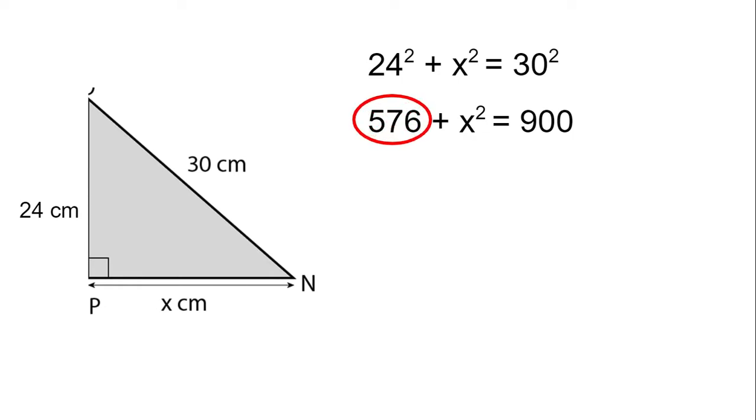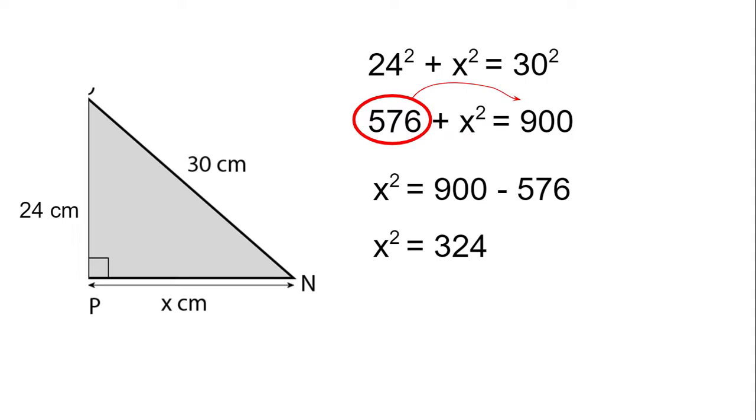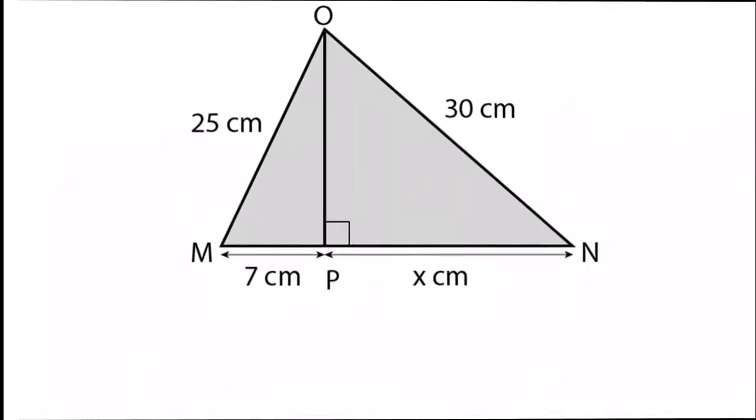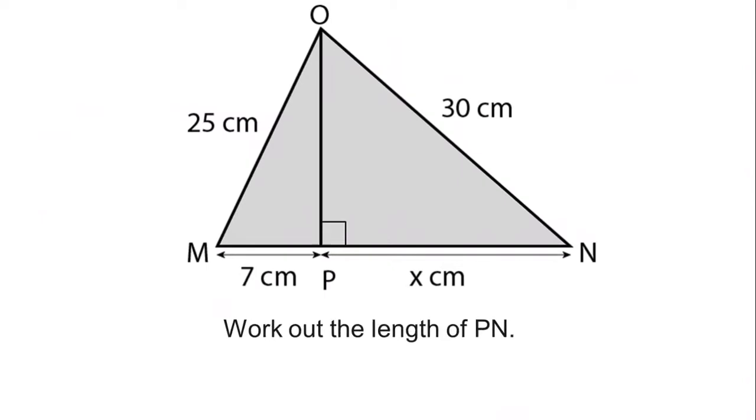Then again, 576 goes to the other side and turns into a negative. x squared equals 900 minus 576, and then I got the answer 324. The square on the top goes to the other side and turns into a square root, and x is equal to square root of 324. Check that on your calculator, and you're going to get x equals 18, which means that PN is equal to 18. Going back to the original question that says work out the length of PN, we now know that the length of PN is 18 centimeters. I'm going to replace my x over there with 18 centimeters.